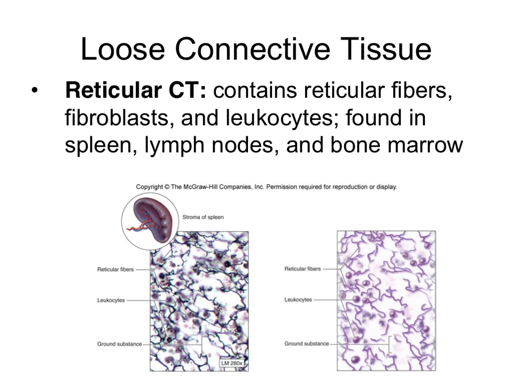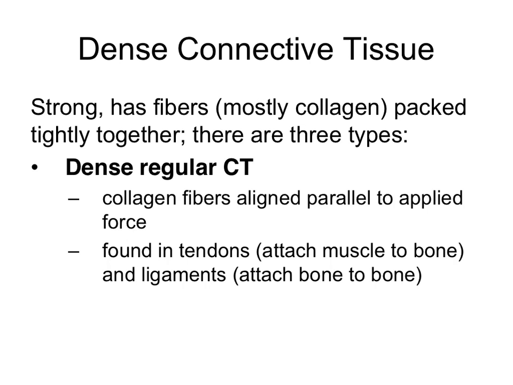Now we're going to talk about the other side, the dense connective tissue. There are three kinds of dense connective tissue. Dense connective tissue, if you remember, has mostly fibers, and it turns out that's mostly collagen. It's packed tightly together. It does not have as much ground substance in it. That's what makes it dense, okay? So there are three kinds. Dense regular.